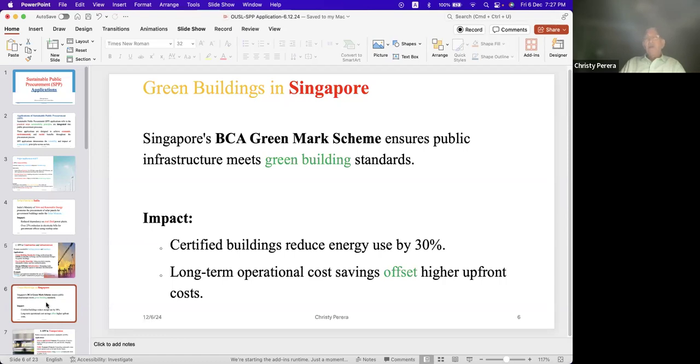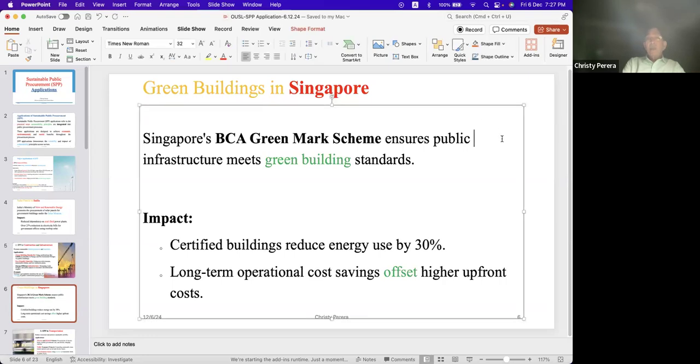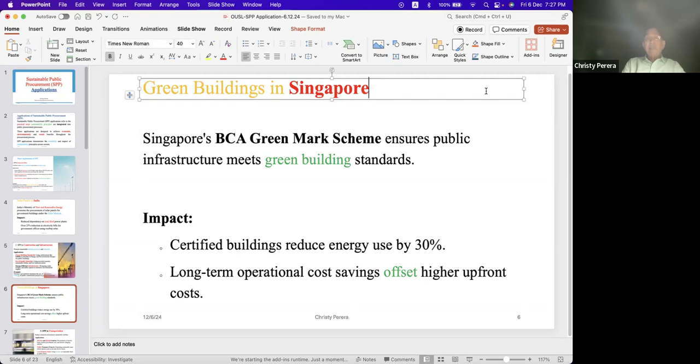If the government is going to think, this is also good, that we teach you these things, and we might use these things when you are in the government or in the private sector doing some sort of infrastructure and construction. Not only that, other areas also you can see. And there's another impact: long-term operational cost savings offset higher upfront cost.